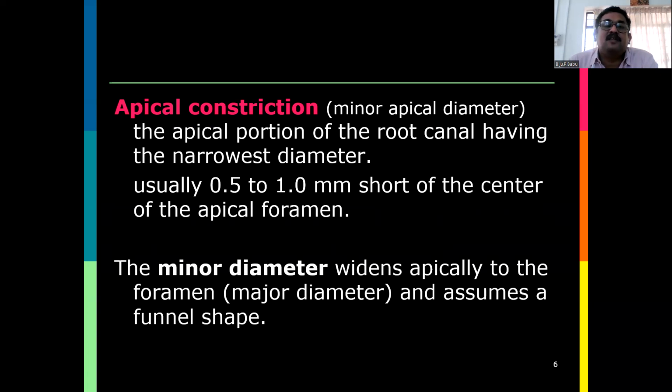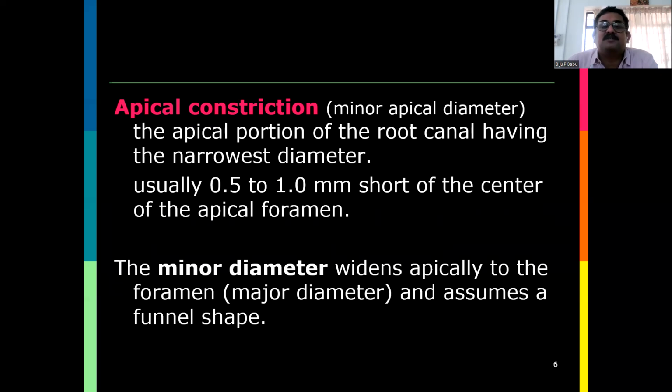So, the minor apical diameter is the reference point at which you measure the working length, and it is only up to this point that you are supposed to prepare, clean or shape the canal. Whatever medicaments you place in the canal should be left only up to this point. You shouldn't go beyond this point. Violating the apical diameter can hinder your prognosis. So this minor apical diameter is a very important point in working length determination.